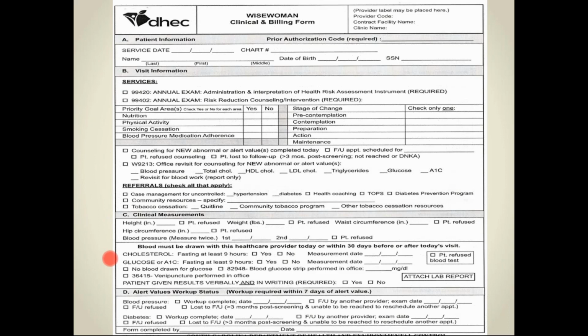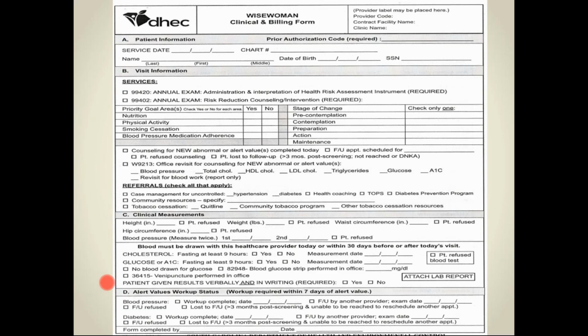And there's also a space in that area where if a patient refused to do the blood work, you can check that box that the patient refused. But I'm just reminding you that if that patient refuses to do blood work, the Wise Woman visit is not payable. So we encourage you as much as possible to get those patients in there, encourage them to have their lab work done, and get those to us.